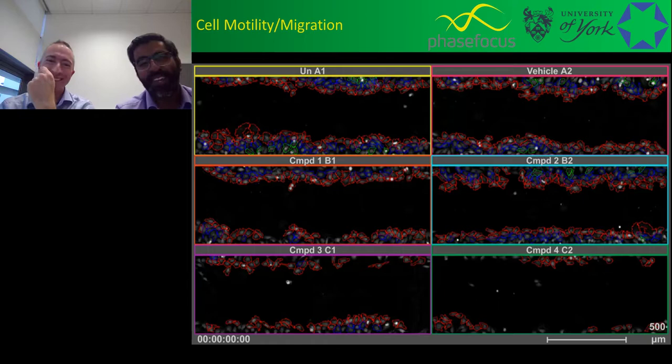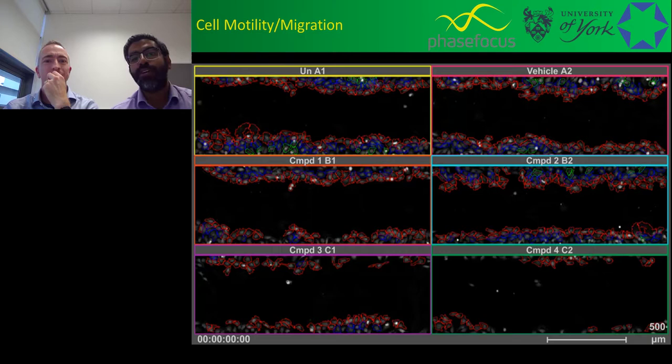Love the data. So we want to look at another part of motility: the directionality. And whilst treatments B1 and B2 look quite similar in their cell speed, it's only when we report the directionality that we can see the differences.